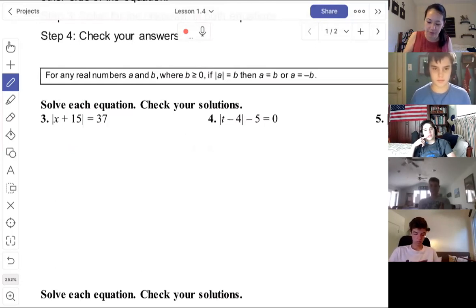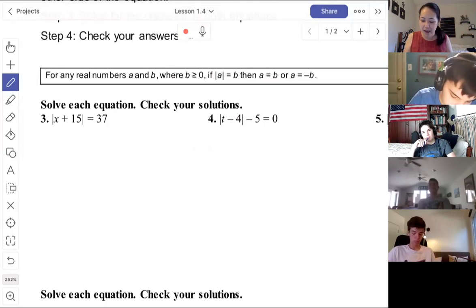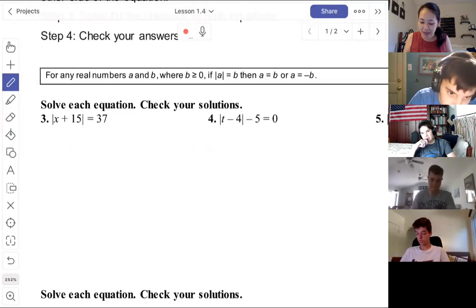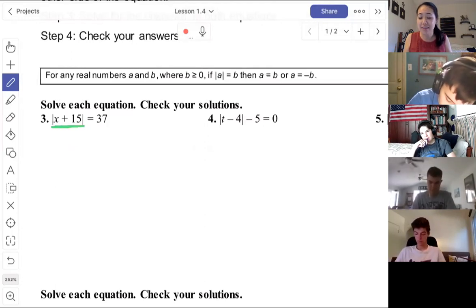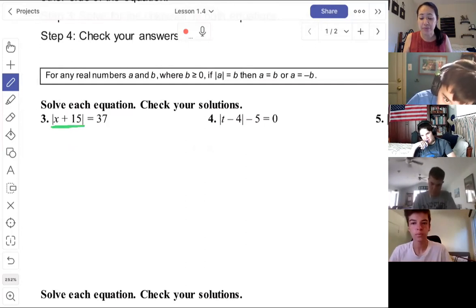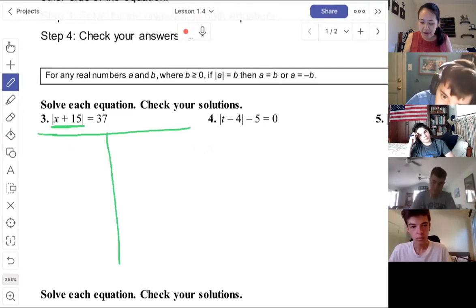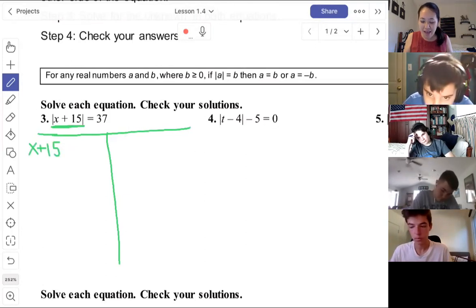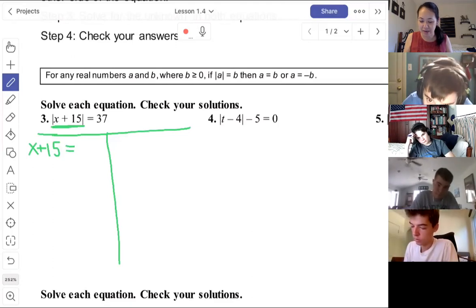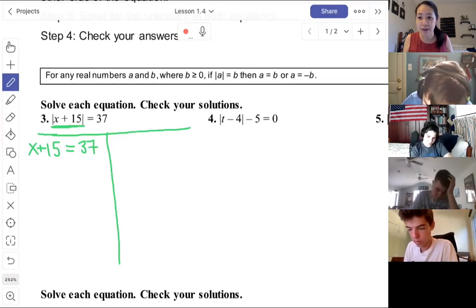Let me go and show you guys example 3. All right, example 3. Solve each equation, check your solutions. Now, the first thing is to isolate the absolute value. In this case, the absolute value is all by itself on the left-hand side of the equal sign. So it's already isolated. I don't have to do anything for step 1. All right, so let's go ahead and go to step 2. So step 2, I like to split up the problem and take whatever is inside the absolute value, in this case, x plus 15, and set it equal to the right-hand side of the equal sign, 37. Okay, so it's almost like you're just taking out the absolute values.